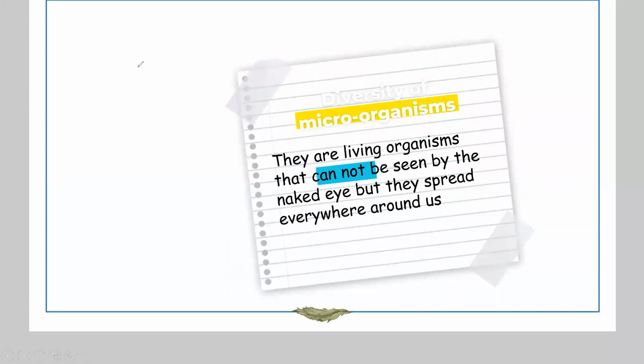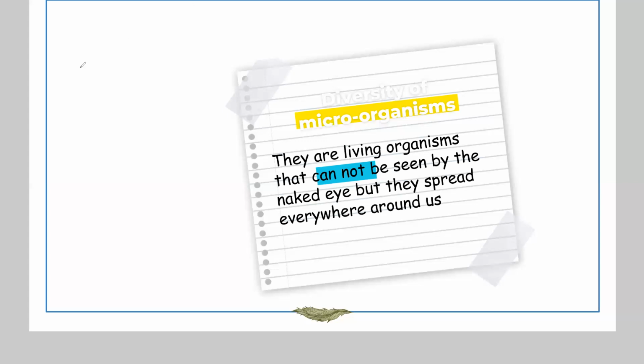Before we talk about microorganisms, shall we talk a little about what is meant by living organism? A living organism is any creature that can breathe, that can reproduce, that can eat, that can move. So whenever you think about anything and it can do all of these things, this means that this object is a living organism.